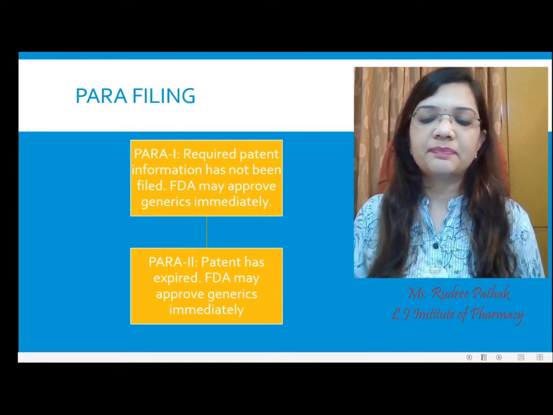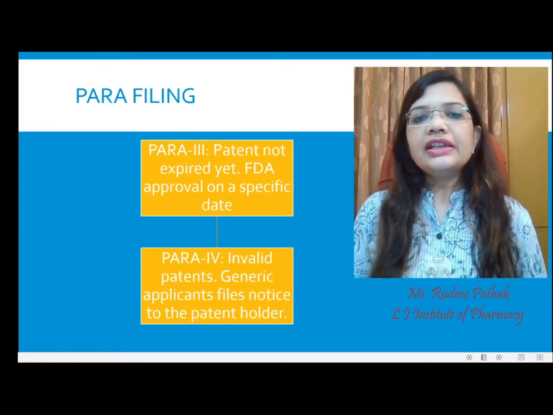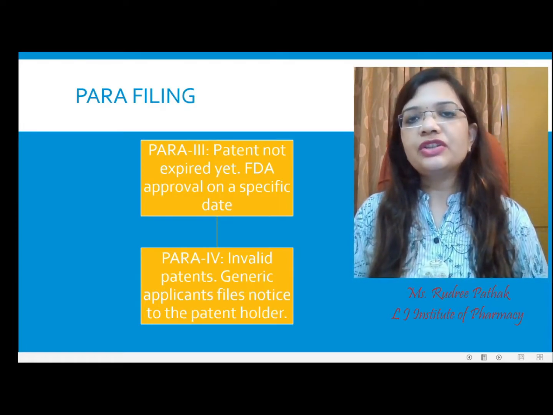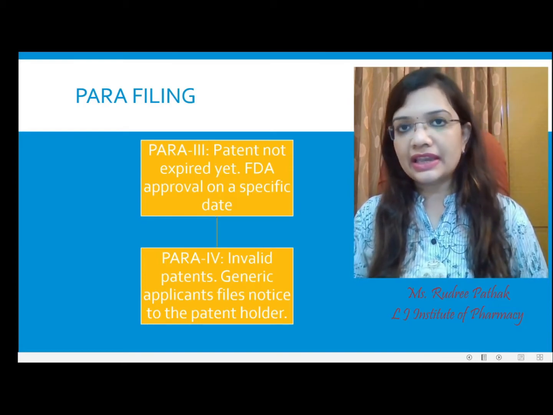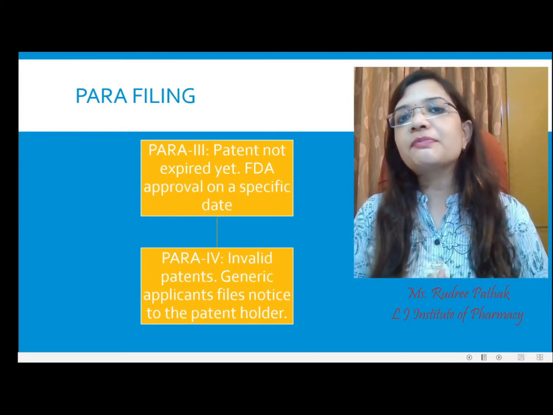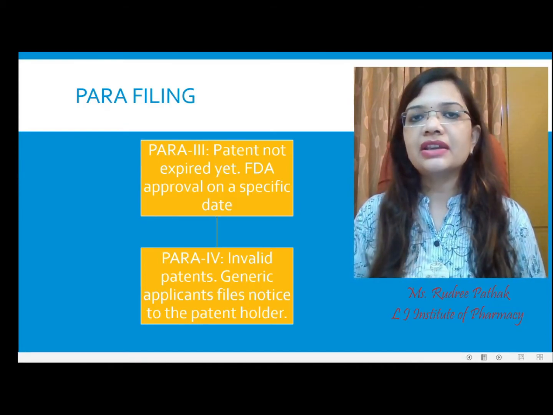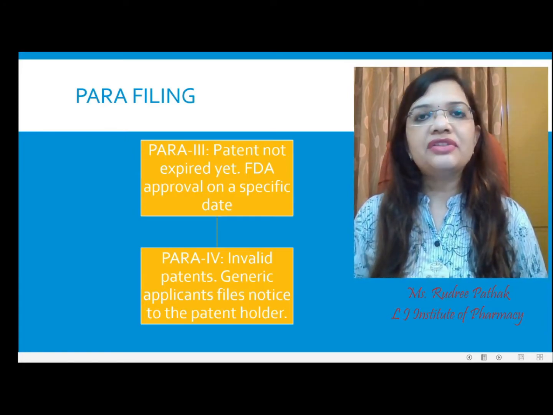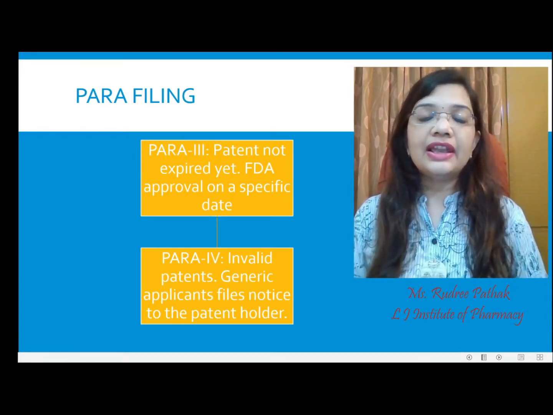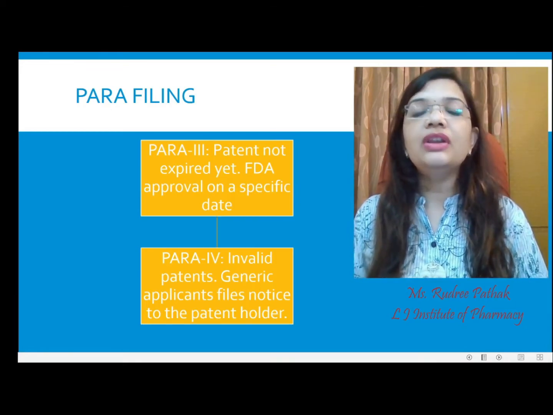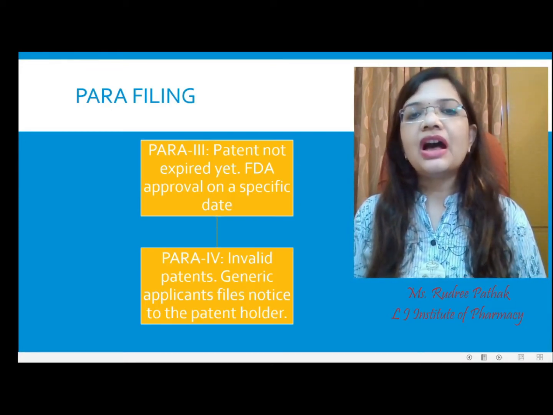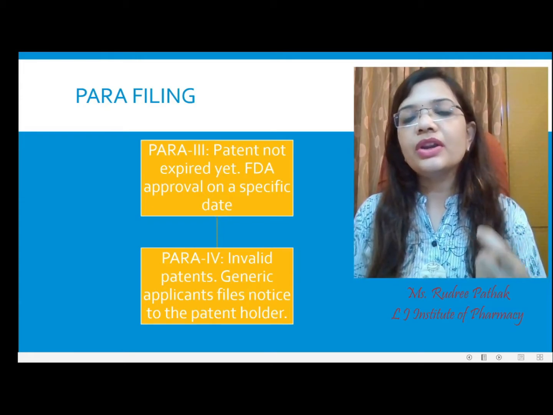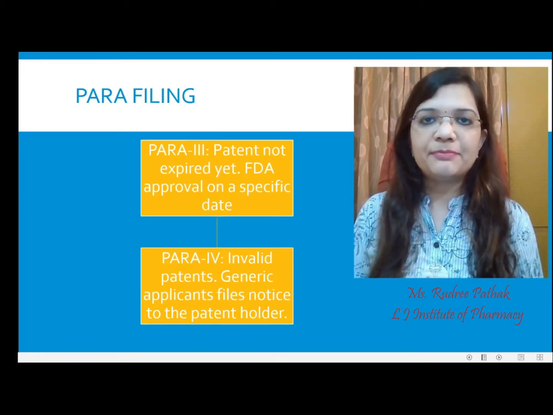Third is Para 3 filing, in which patent has not expired yet, but it is going to expire on a specific date. Then FDA or any regulatory authority can grant ANDA or generic version approval on that specific day on which the patent is going to expire or about to lapse.